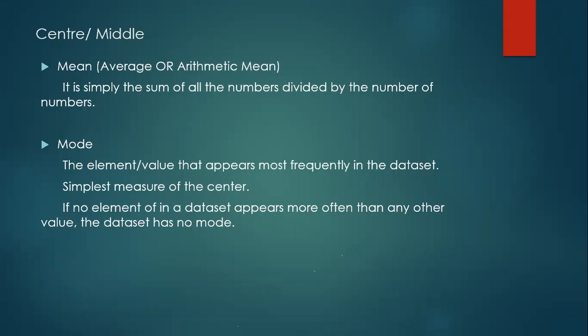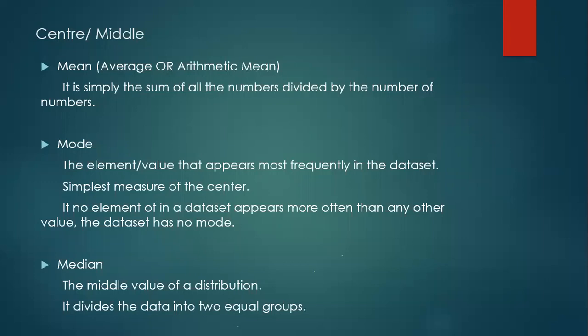We have no mode. Next, we have the median. So the median is the middle value of a distribution. It divides the data into two equal groups. So we can say that you have the lower set, so these are the persons who get lower than the median, and then you have the upper set, so the persons who get higher than the median. So you can divide it in two equal groups.